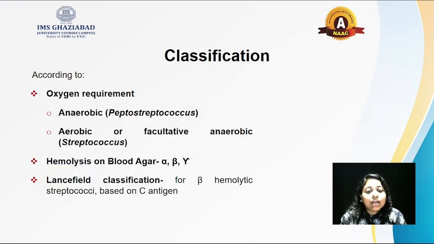Next we move on to the classification of the Streptococcus. They are broadly classified under three categories. First, the requirement of oxygen. If we talk about the requirement of oxygen, they can be aerobic or they can be anaerobic.